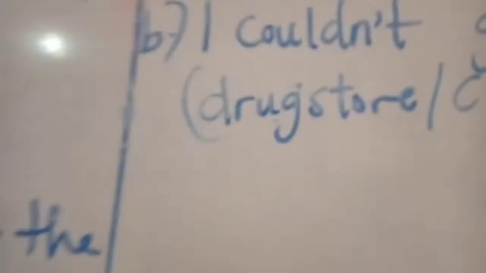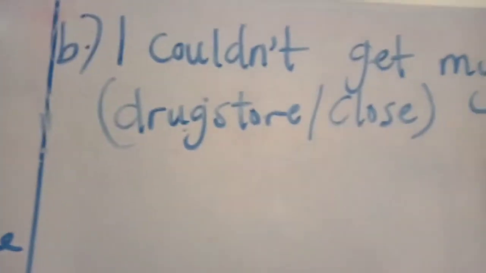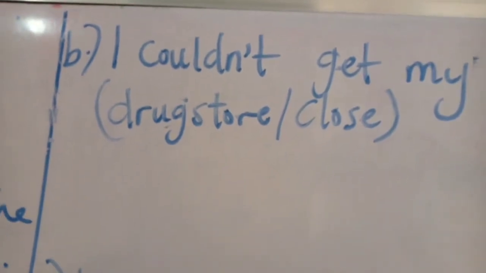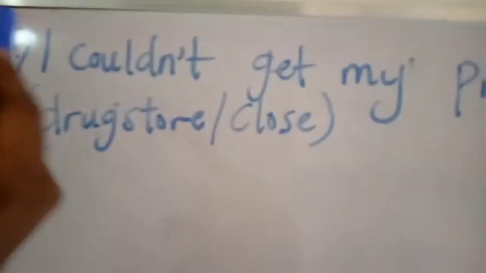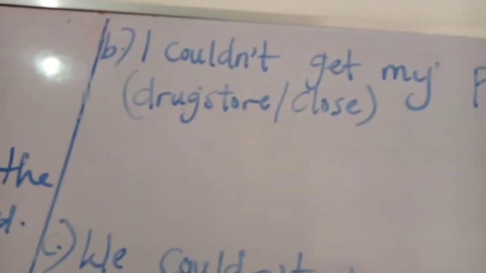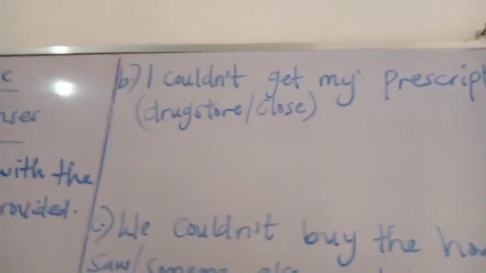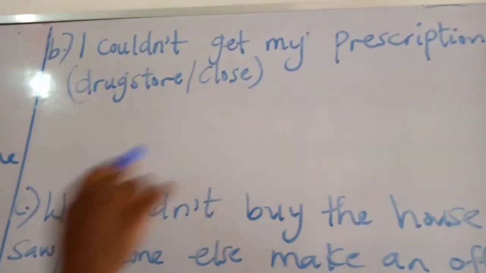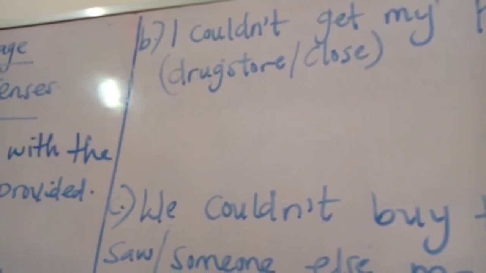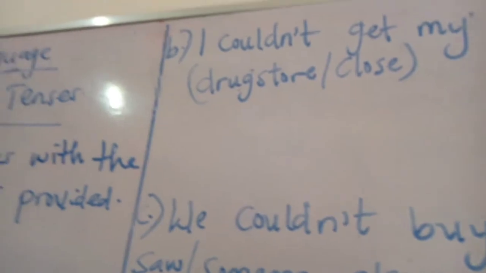Let's look at the letter B. I would like you to guess this yourself. What do you think this would be? I couldn't get my prescription. So how can you change this? When you start with by the time to get your past perfect, what do you think the sentence will become? Can you try? Alright, let's do it together.